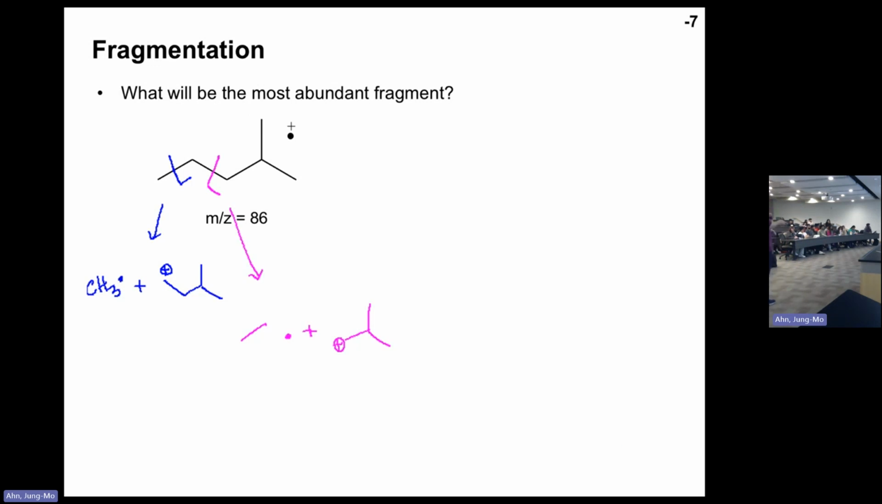But that's not the only bond you can think about. This bond there also can be broken. If you break that bond, then you get the propyl radical. Then this becomes what it does. It's a secondary carbocation, right?